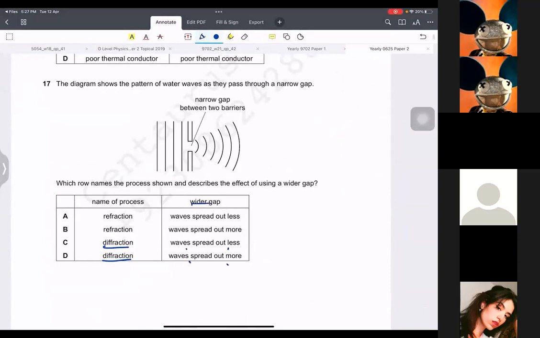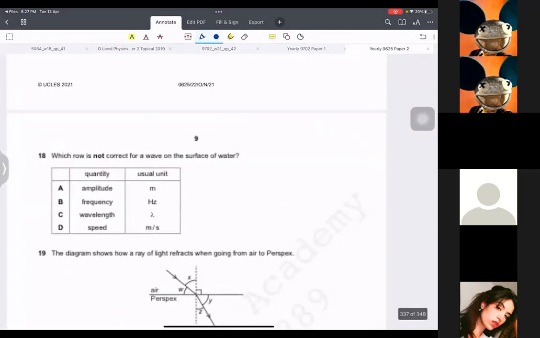Wider gap means fewer waves spread out. Smaller gap means more. Then which row is not correct for the wave on the surface of water?